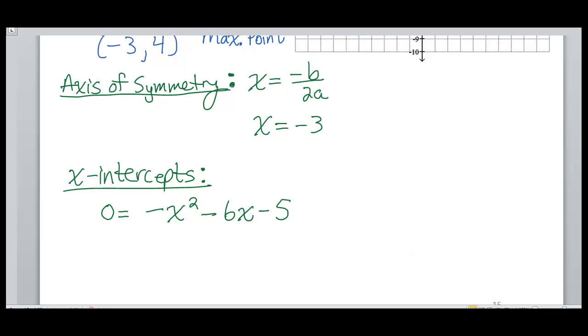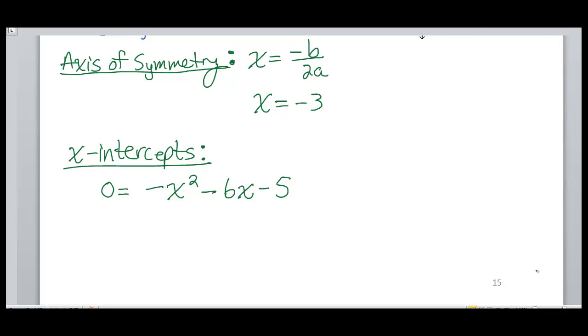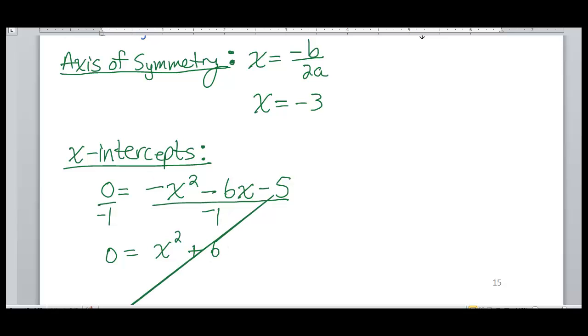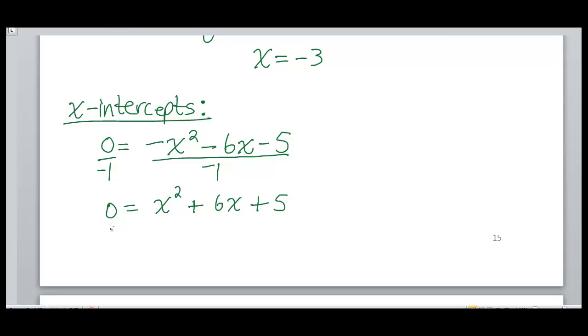In order for me to solve for x, I'm going to either use my quadratic formula, complete the square, or factor. I'm going to try to factor. Now, it's a little harder to factor when your leading coefficient is negative. So I'm going to divide both sides by -1 so that I won't have to deal with that negative out front. A negative x squared divided by -1 is a positive x squared. A negative 6x divided by -1 is a positive 6x. And a -5 divided by a -1 is a positive 5. So I get this equation here. And now I can solve that by factoring.